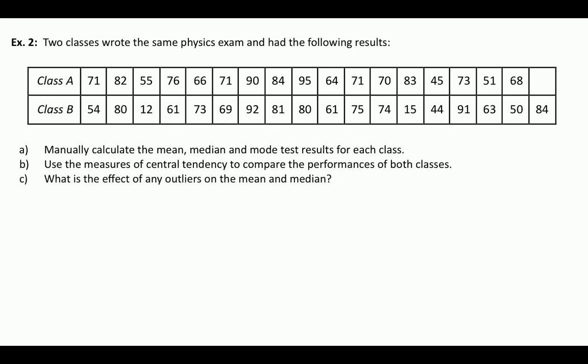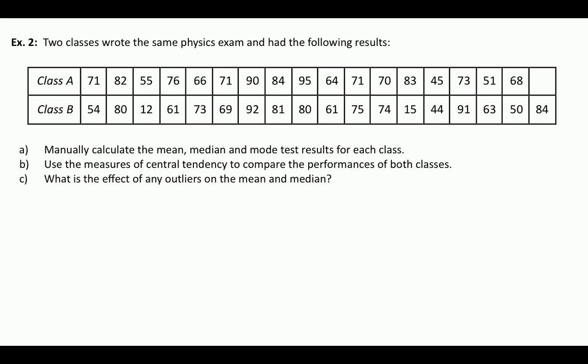All right, so here's an example. Two classes wrote the same physics exam and had the following results. Here's the data for class A and for class B. What we want to do now is manually calculate the mean, the median, and the mode for each class. We want to use these measures of central tendency to create some kind of discussion. First of all, are there any data points that we might consider to be outliers, and how do they affect the mean and the median?